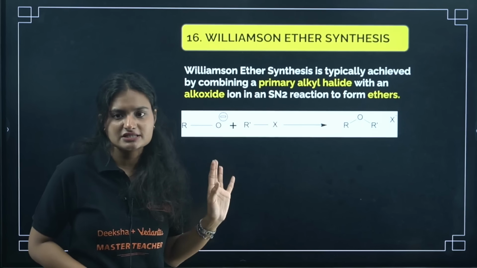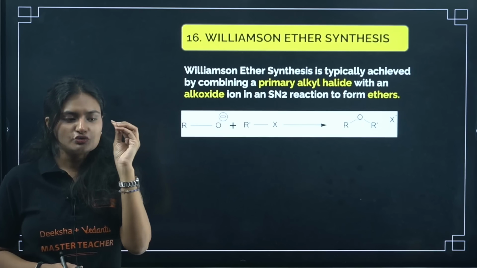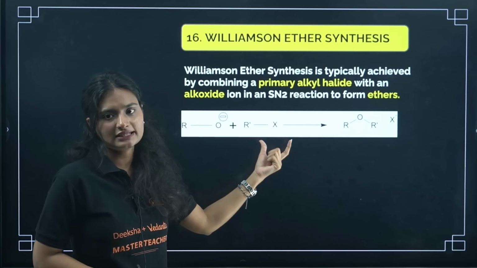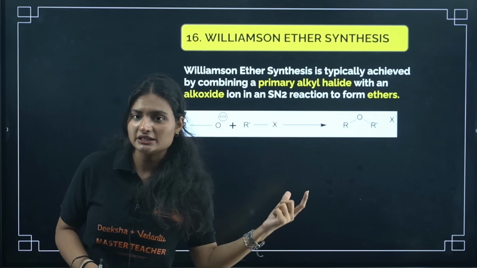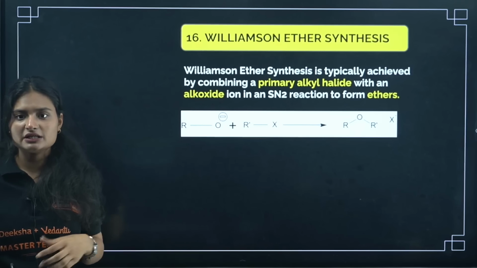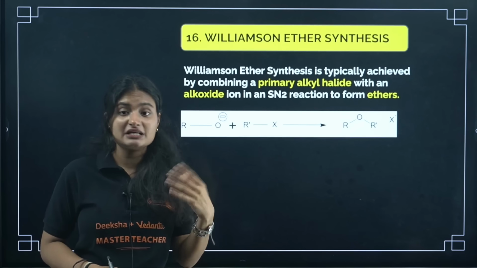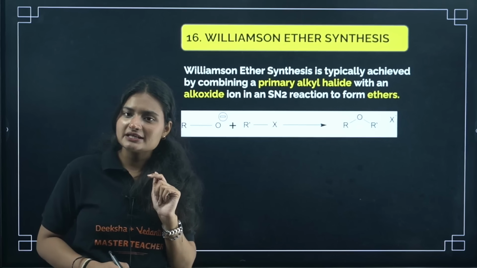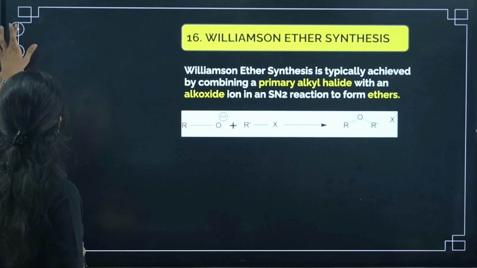It's by combining with primary alkyl halides. The reaction follows SN2 pathway, very simple. So alkoxide ion and your alkyl halide, and the alkyl halide should be primary in nature, or a different mechanism will happen, SN1, and in that case you will not get ether, you will get an alkene. Okay, let's move on to the next reaction.